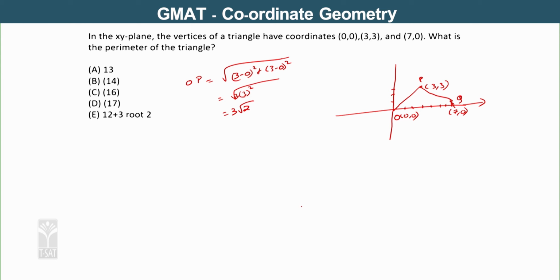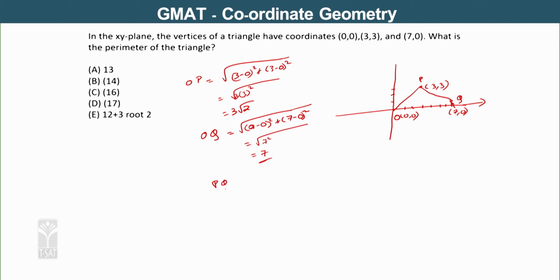And now, let us calculate the distance from O to Q. O to Q is nothing but (0, 0) to (7, 0), which will come out to be the square root of 0 squared plus 7 squared, which is equal to the square root of 7 squared, which is 7. And now, let us check the distance between P and Q.